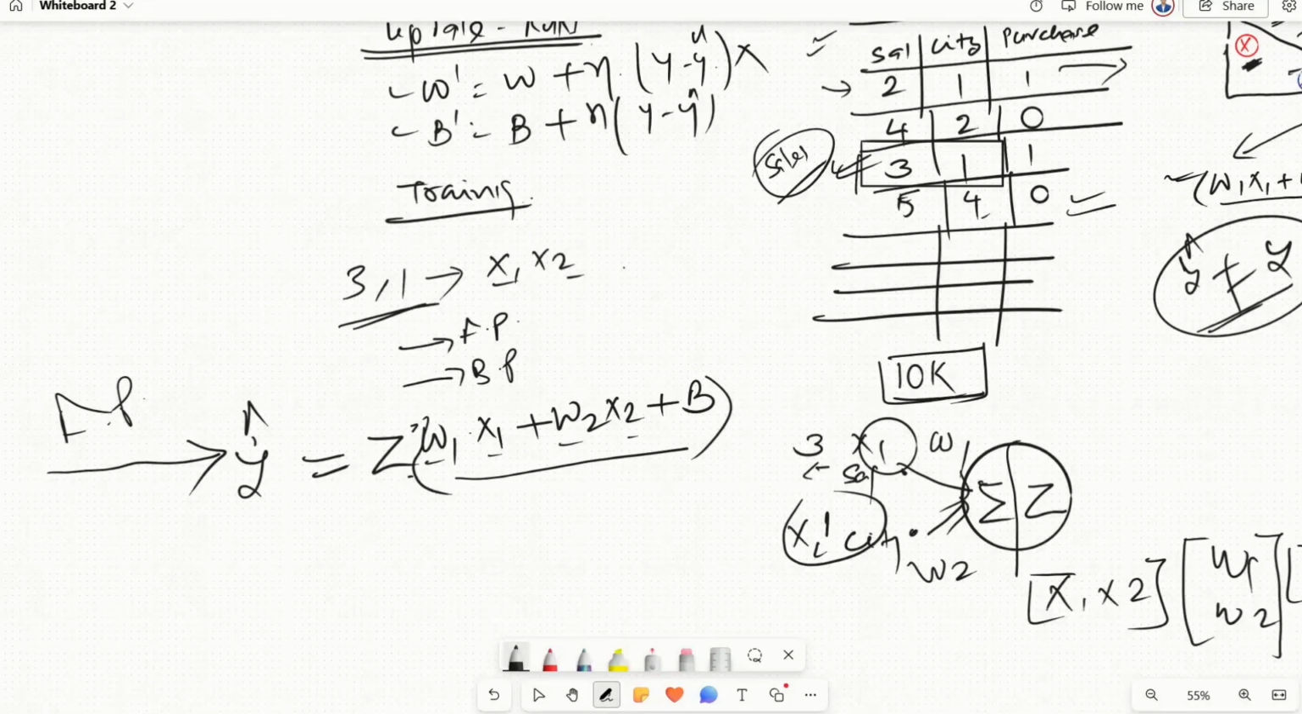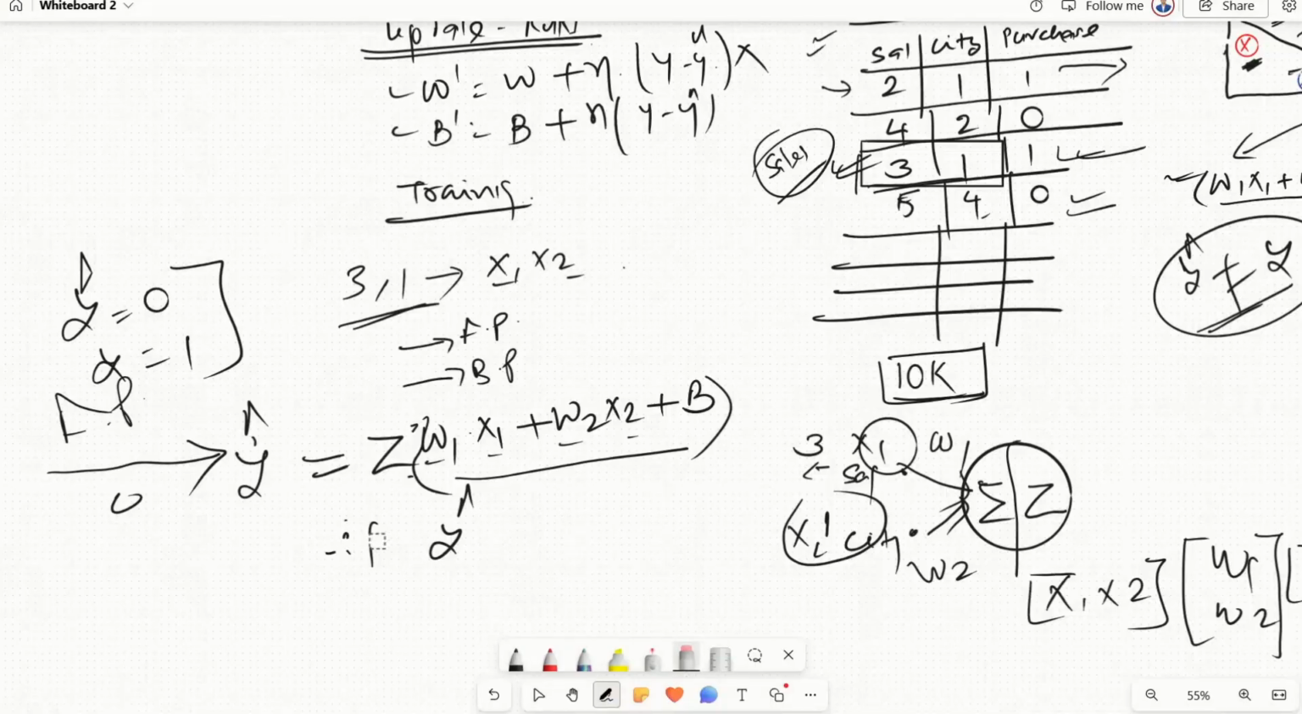And then I got the prediction, right? Let's suppose the prediction I got is 0. For this data point, 3 and 1, I'm finding that the prediction is 0, but actually it is 1. So you can see y predict is 0 and y actual is 1. It is not matching. So you have to apply this function. In this case you have y equal to 1 and y predict equal to 0.